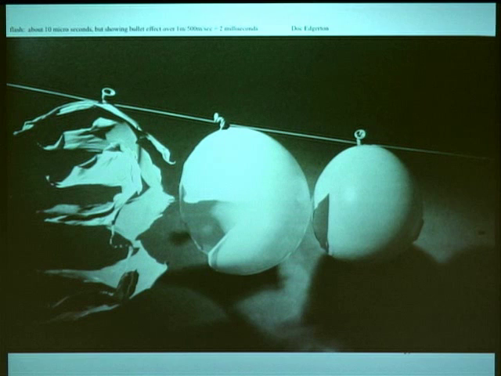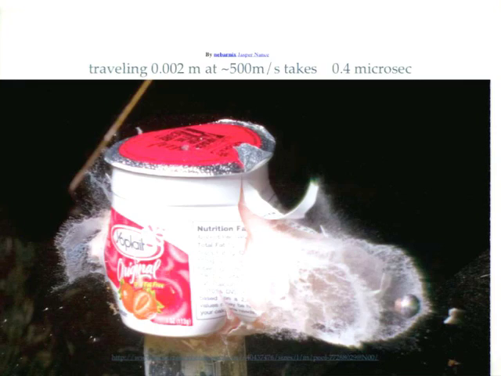And of course, now high-speed flashes are commonplace, and anyone can do them. So there's Flickr groups on flash photography. So we need to get the updated version of the bullet going through the Yoplait yogurt. There's the bullet there. But I find these so delightful because they relate to everyday experience, but they let you see it in an entirely new way.